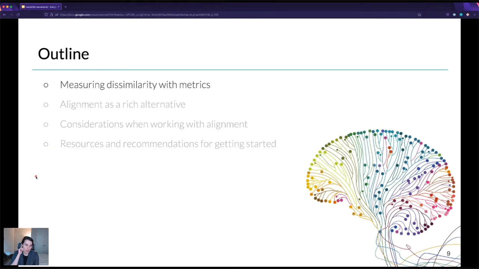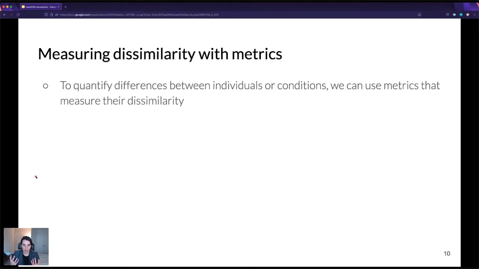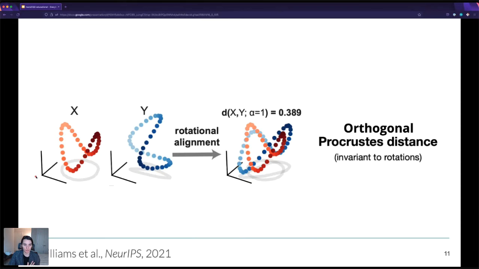So first, I want to lay out this idea of measuring dissimilarity with metrics. This is perhaps the most common idea that you've likely already seen within the field. And the problem that we're trying to solve is basically this. We acknowledge that there are differences between individuals or across experimental conditions, and we want to effectively measure that dissimilarity, right? So we want a way to say, okay, this is how dissimilar we think these really are.